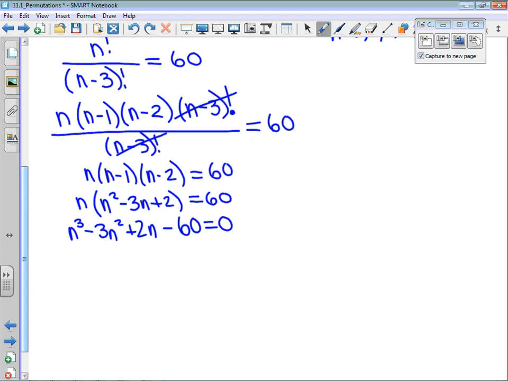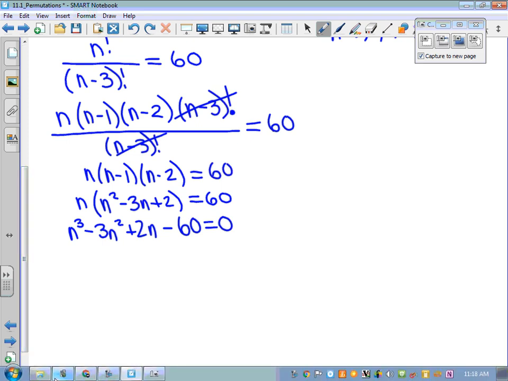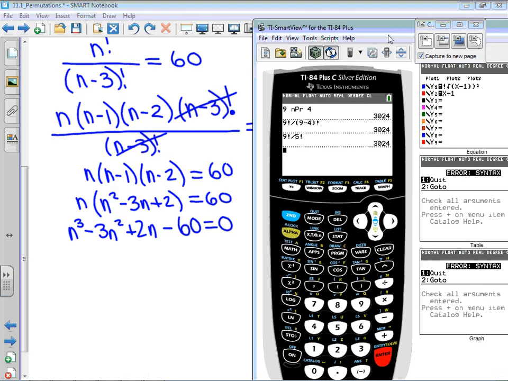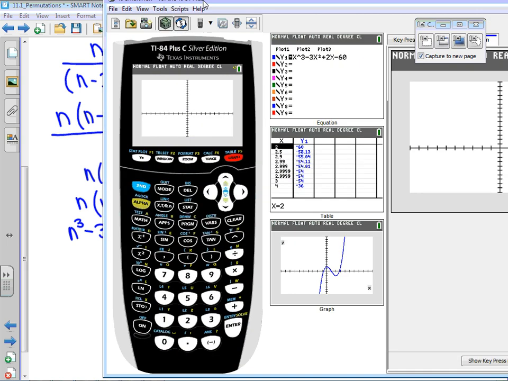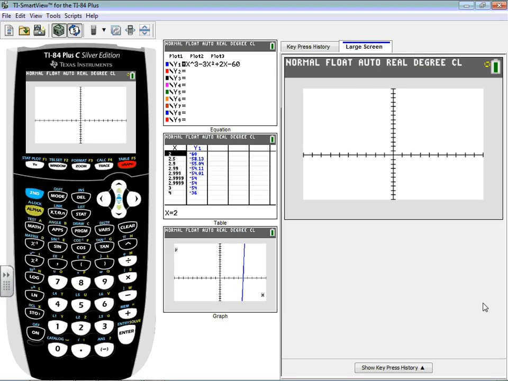I think the easiest technique is certainly graphically, so if I grab my calculator, I'm going to put that into y equals, and I know that I have to use x instead of n. So x to the power of 3 minus 3x squared plus 2x minus 60. Because of the restrictions on n, I'm not overly worried about negative x's. I know they have to be positive. When I graph this, the x-intercepts of this graph will be the solutions of that cubic. And we get this. So it looks like it's only crossing at one point.